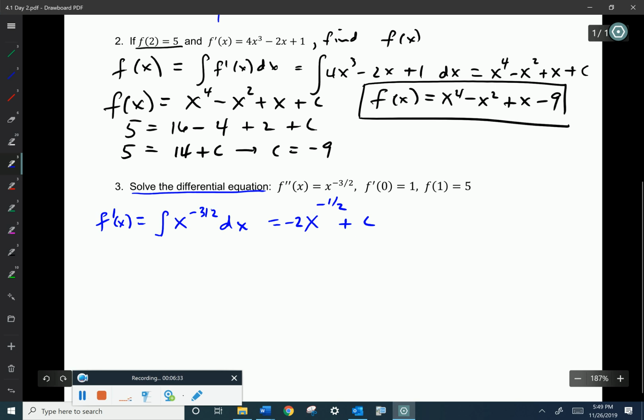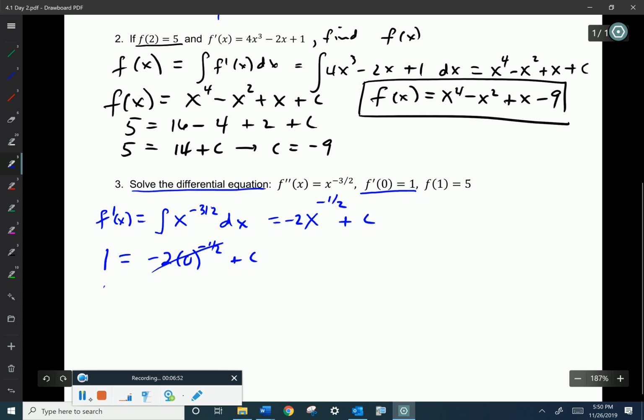If I want to find out that plus c, I'm going to use this ordered pair that is from the first derivative. Okay, so if the y value there is 1, when I plug in 0 for x, so I would have -2 times 0 to the -1/2. Okay, so all of that is 0, so c is just 1. So that means that the first derivative equation is -2x to the -1/2 plus 1, and we said c was 1.